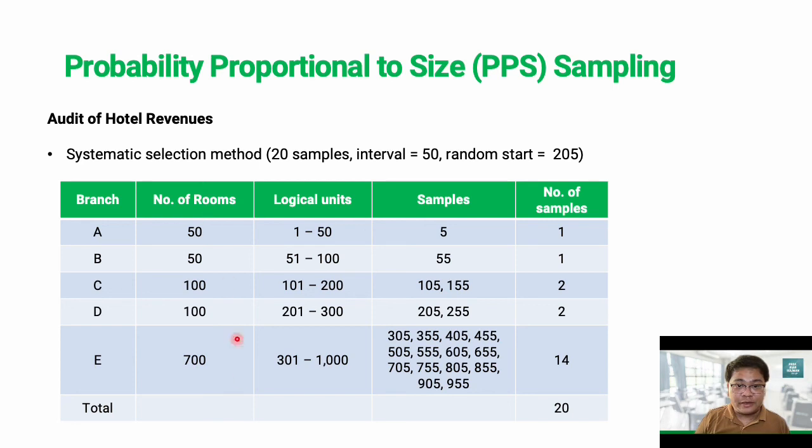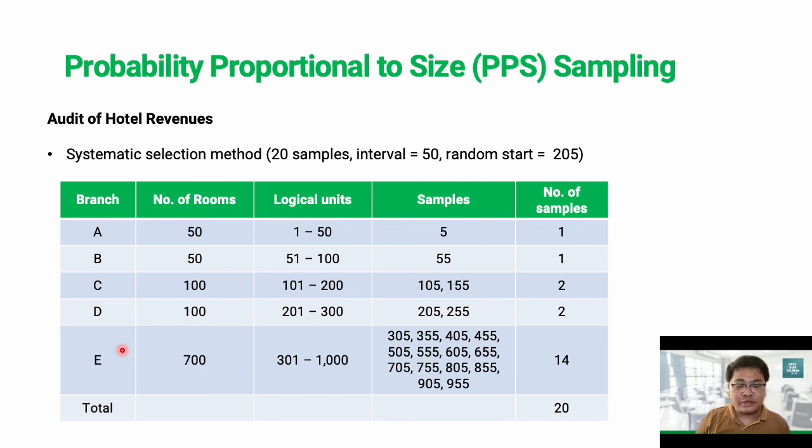So that will be your logical units. For A, you assign logical units of 1 to 50 rooms. For B, 51 to 100 rooms, and so on and so forth until branch E, 301 to 1,000 rooms. So a total of 1,000 rooms population. That's the total number of rooms of all the hotel branches. And since you're testing for overstatement, it's highly possible that the larger the capacity of the hotel is, the more prone it is to material misstatement or to overstatement of revenue. So that is why you want to select more samples.